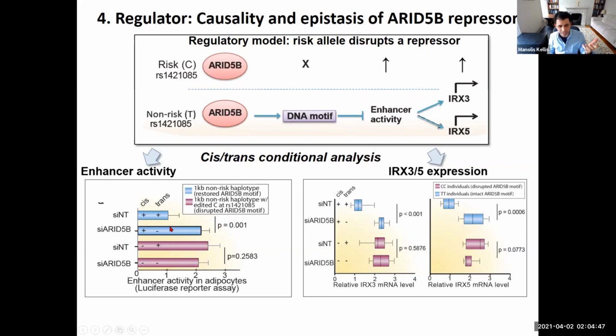So both at the enhancer level and at the gene expression level, you get repression only with the intact motif and the intact regulator. This is more complicated, but let's see who's following me here on the cis-trans analysis. We have the motif, we have the upstream regulator. If we disrupt both, then we have de-repression. If both are intact, then we have correct repression.